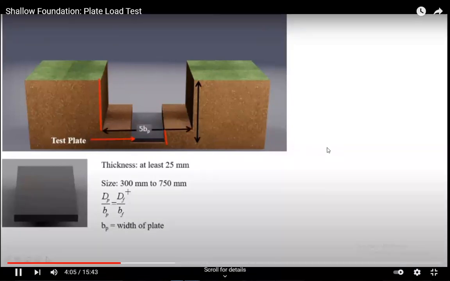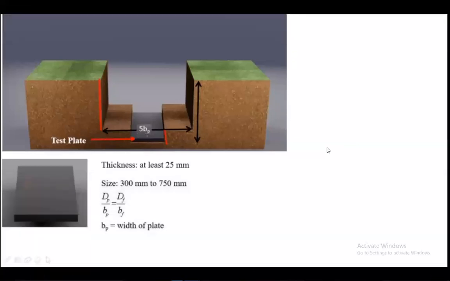In that case, the width of the test pit, as we talked about earlier, should be equal to 5 times the width of the plate. Shape of the plate could be either square, circular, or rectangular, depending upon which shape of foundation you have. If you are going to construct a square foundation, the test plate that you use should be square. Or if your foundation is circular, let's say in case of chimneys or some machine foundation, then your test plate should be in circular shape.